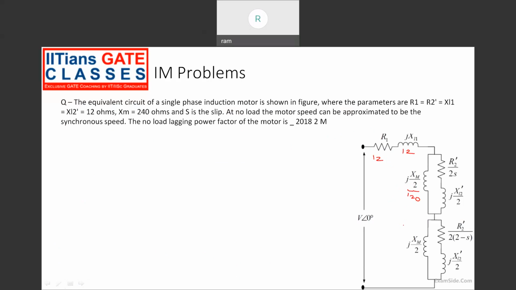At no load, the motor speed can be approximated to the synchronous speed. Slip, we know, is NS minus NR by NS. They are saying that at no load NR is approximately equal to NS, so slip is 0. So this becomes infinite, right? Infinite means this branch is an open circuit, so there won't be any current flow.